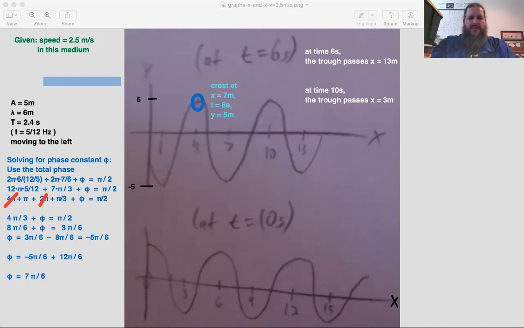So back to the original equation, 7 pi over 6 is our phase constant. And so that should work as our wave equation. We got our amplitude, period. Yeah, go ahead. For the symbol for total phase, is it just phi? Usually we use a capital phi for total phase.